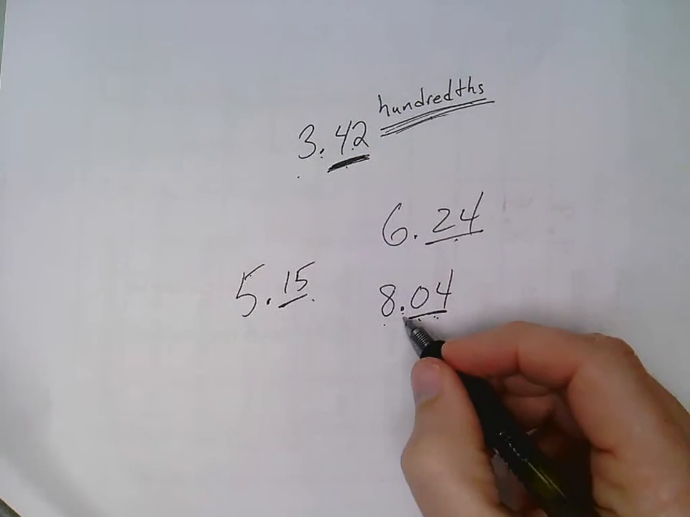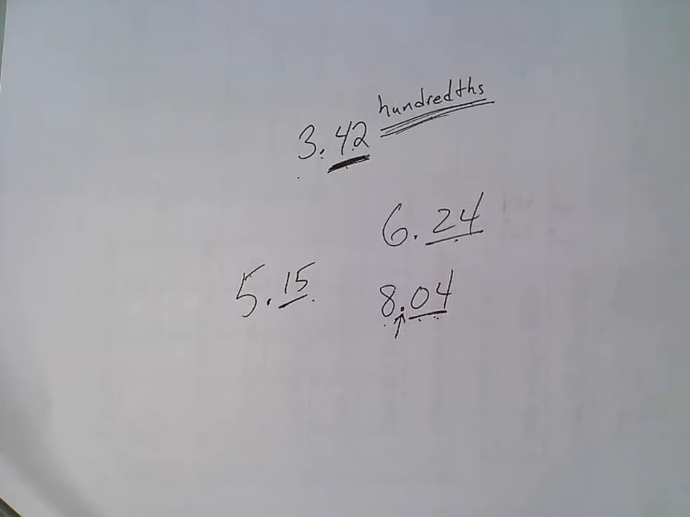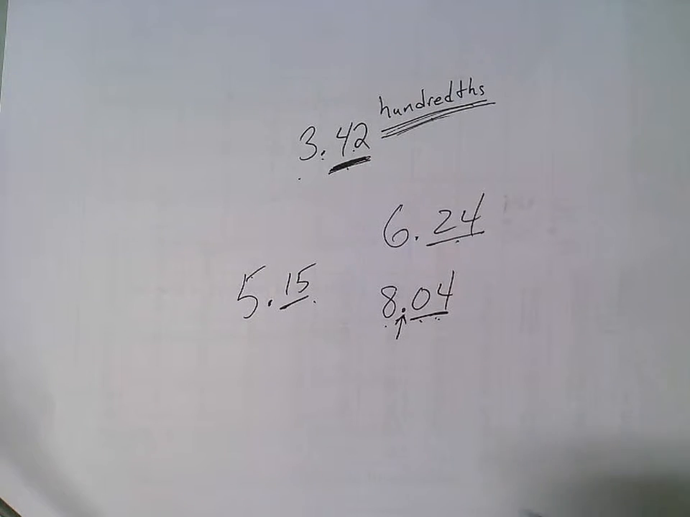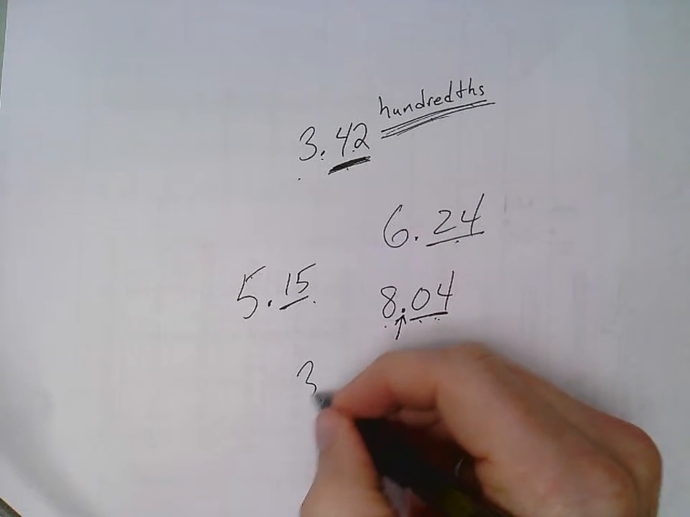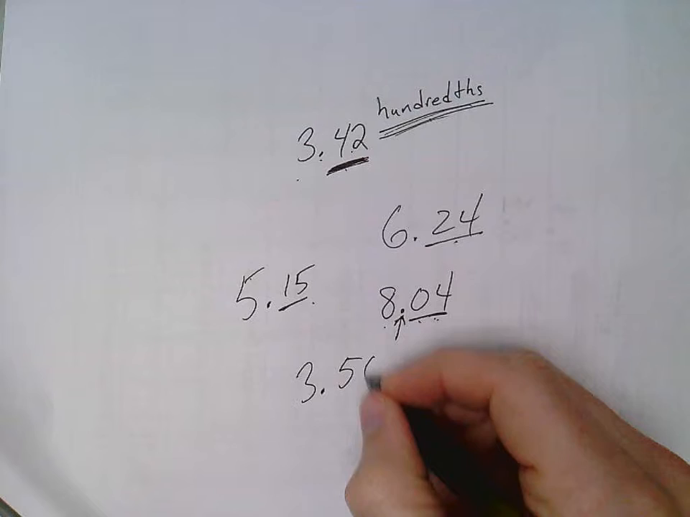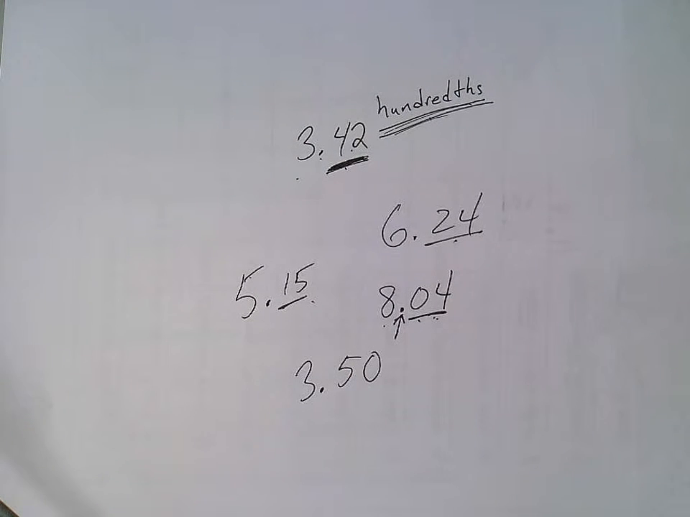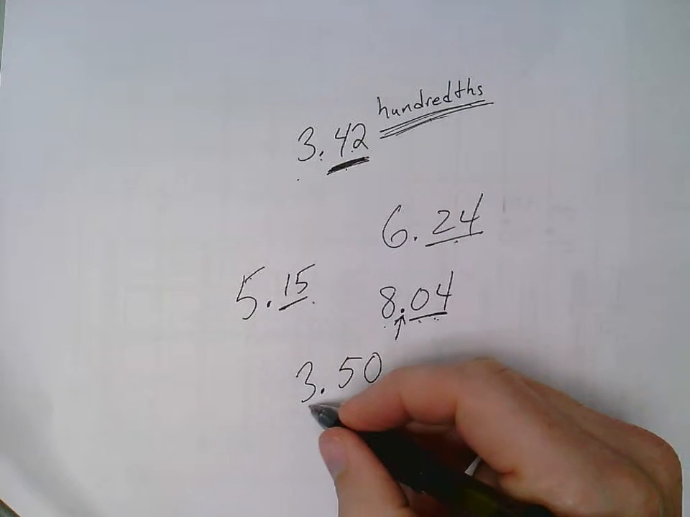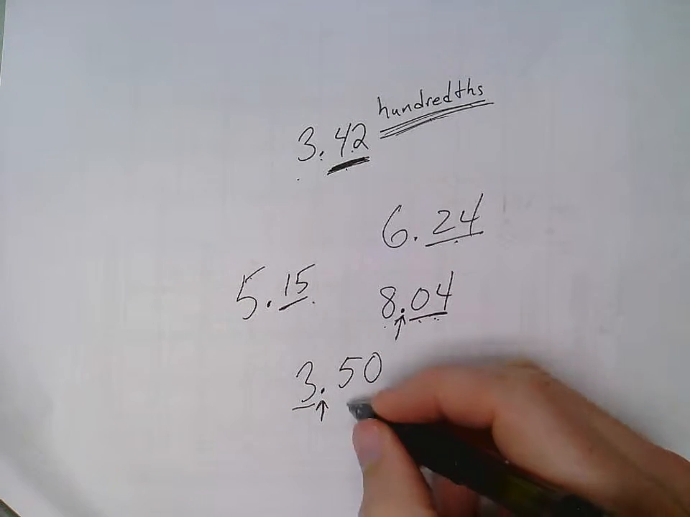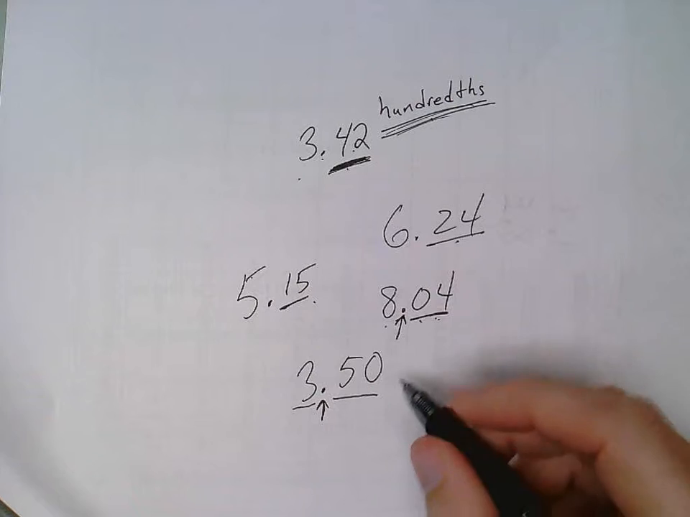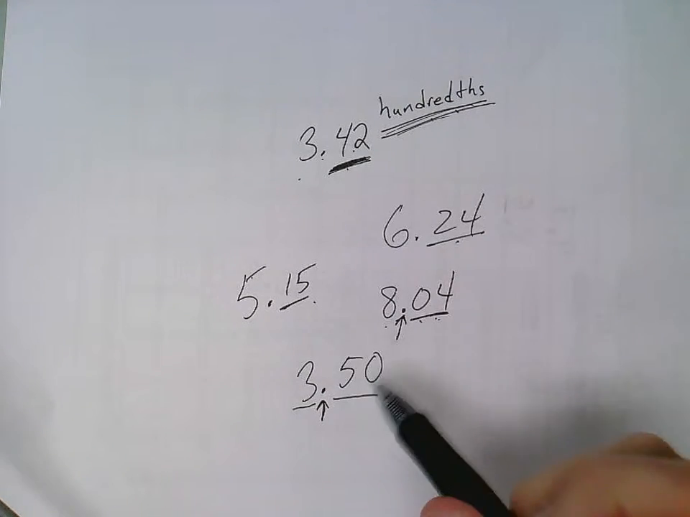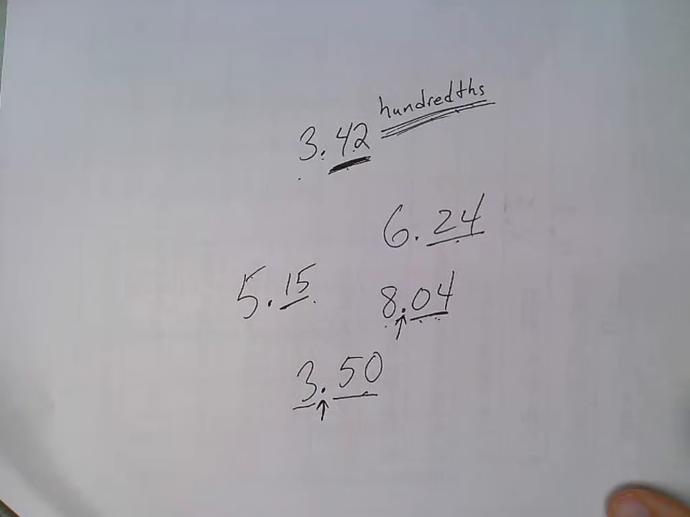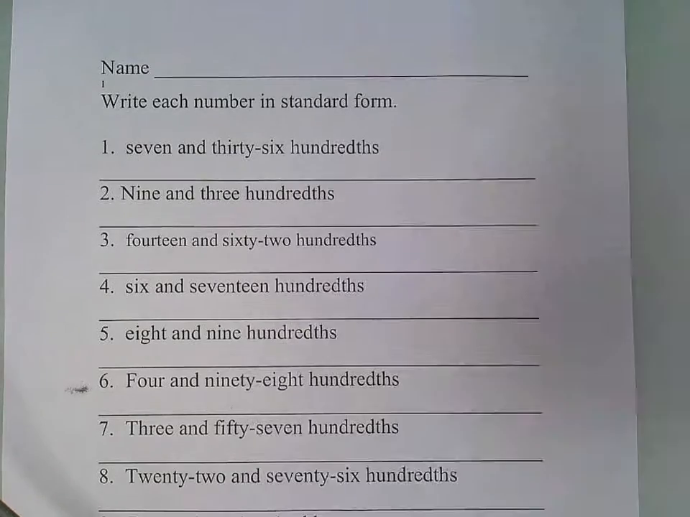We always say an and where the decimal point is, and that's the only time we ever say and in a number. And last one, 3 and 50 hundredths. So this one here, once again, 3 and 50 first name, last name hundredths, because there's two decimal places. Now we're going to go from word form to number form.